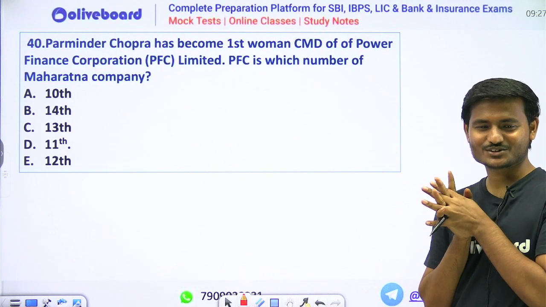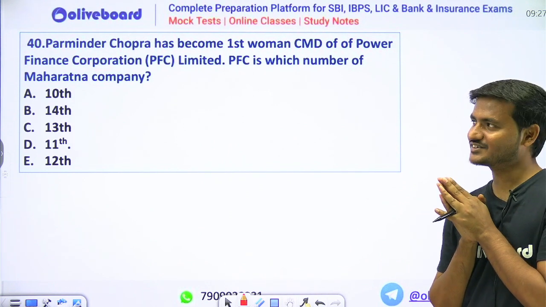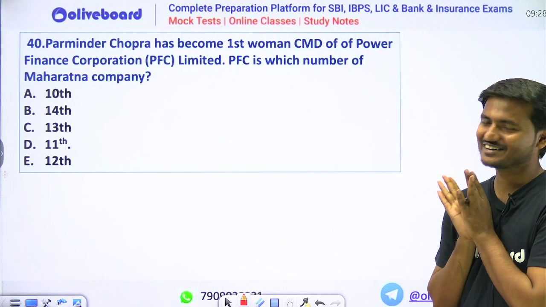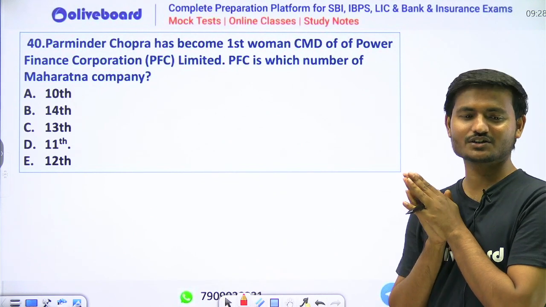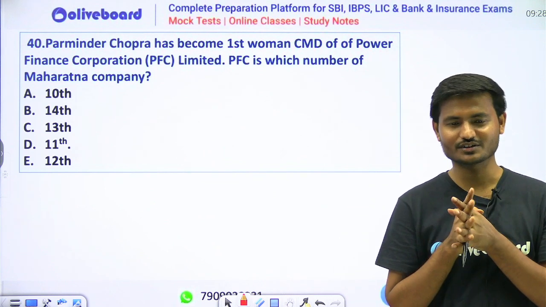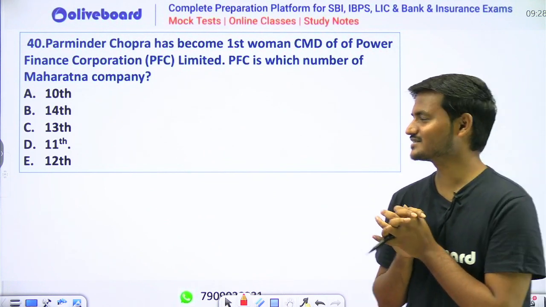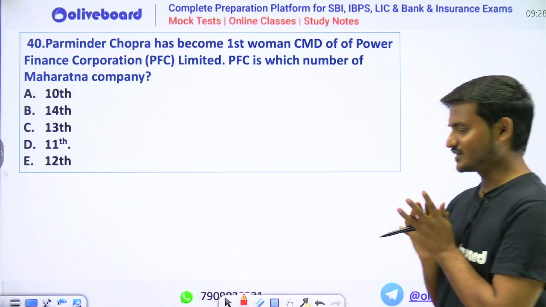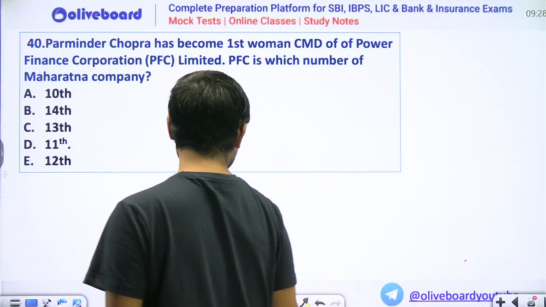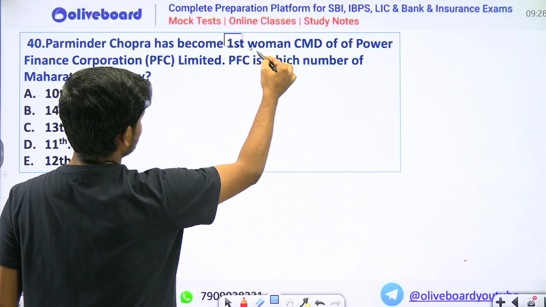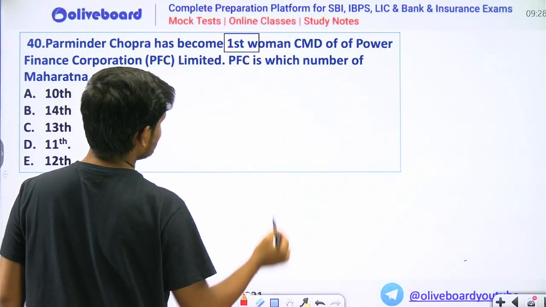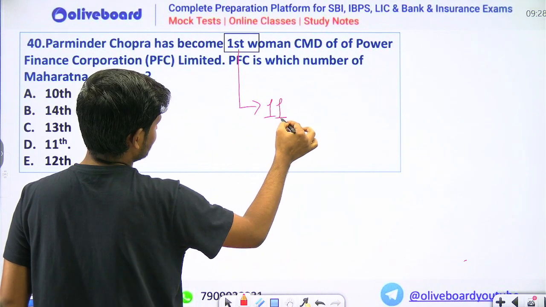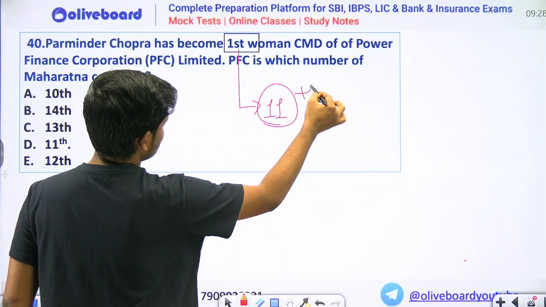Okay, see this question, the beauty of this question. It is a question where all the tricks will also fail, where everything will fail. If you know the answer, you know the answer. If you don't know the answer, you don't know the answer. Here the answer is 11th. The first woman CMD. So just try to remember that she is the first woman CMD. So she has become first twice.